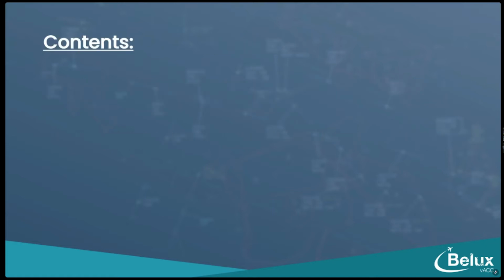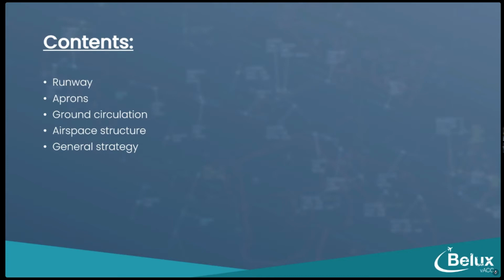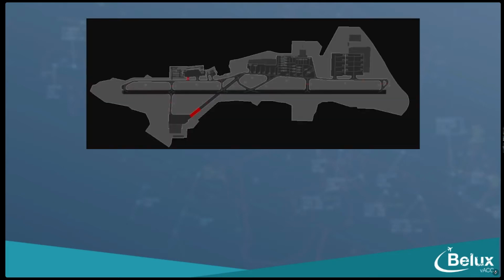All right, so let's quickly cover the contents. We'll start off with the runway. We have one runway. What are the characteristics of it and how do we use it in day-to-day usage? We'll cover the aprons, ground circulation, and the airspace structure. We'll use the airspace structure that we have to build a general strategy of how we're going to use it, and then we'll develop that into the procedures, and in the end we'll have a little bit of information on coordination and how we're going to do that. Okay, so let's start off with the runway.